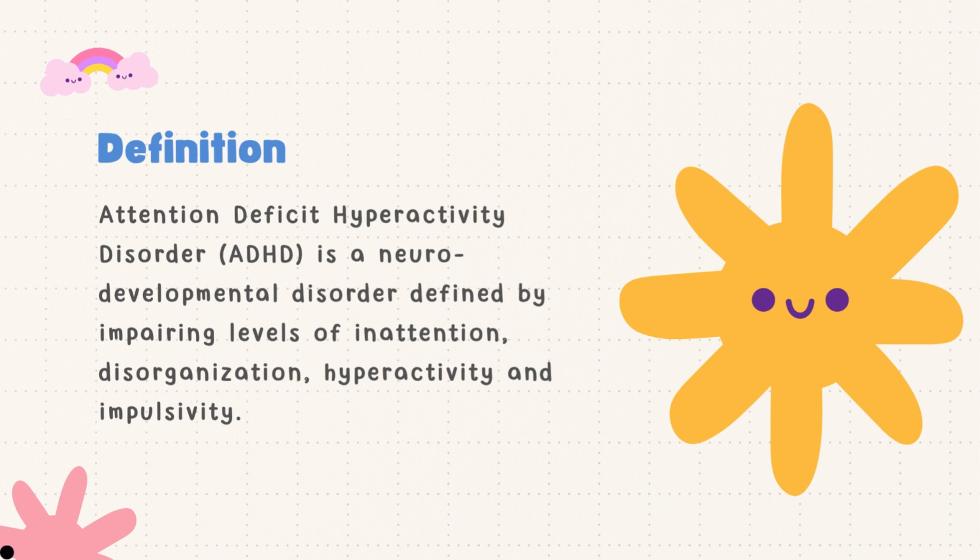So, ADHD, or Attention Deficit Hyperactivity Disorder, is a neurodevelopmental disorder defined by impairing levels of inattention, disorganization, hyperactivity, and impulsivity. ADHD is one of the common psychiatric disorders in childhood, but sometimes can prolong until adulthood and is more frequent in males than in females in the general population.